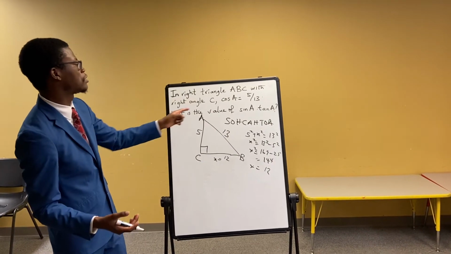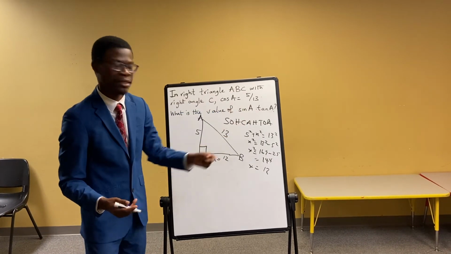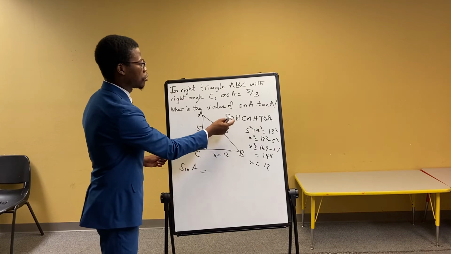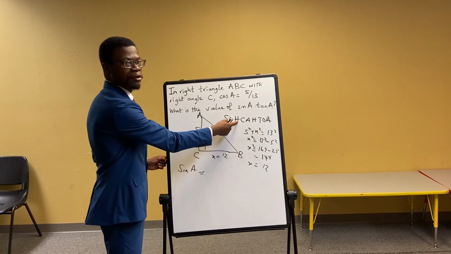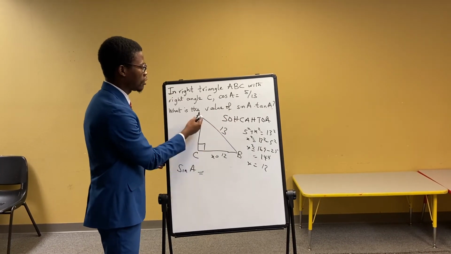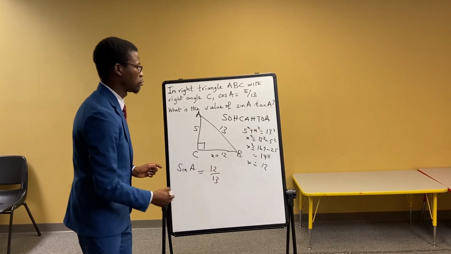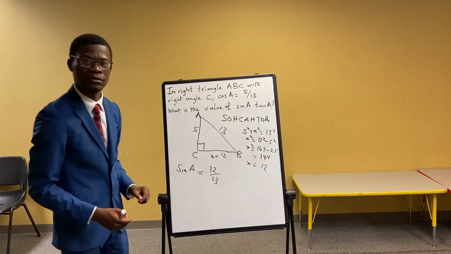So what is the value of sine A multiplied by tan A? What is sine A now? Sine A is opposite divided by hypotenuse. What's the opposite side to A? It is 12, over the hypotenuse, 13, right? So sine A is 12/13.